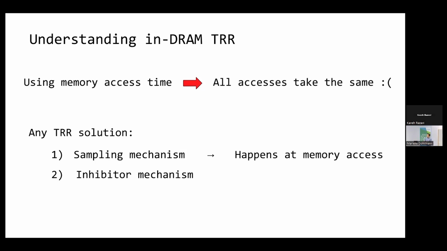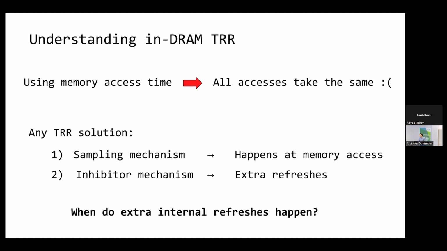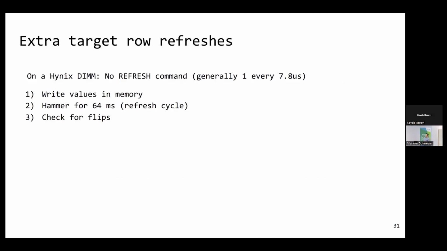Then you need to have an inhibitor mechanism. Whenever you detect that maybe somebody is doing Rowhammer, you need another mechanism to go and fix the victims of the row that is being attacked. We call that the inhibitor mechanism. It works by doing extra refreshes, preemptive refreshes before bits start flipping on these victim rows. The main question that we wanted to answer was, when do these internal refreshes happen? That was the first question. So we designed this one experiment using this platform that I showed you. On a Hynix chip, we disabled these refresh commands.